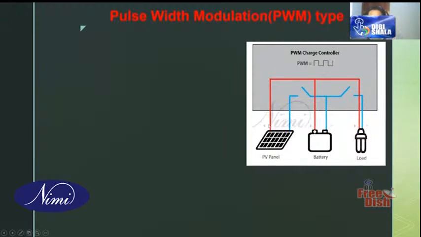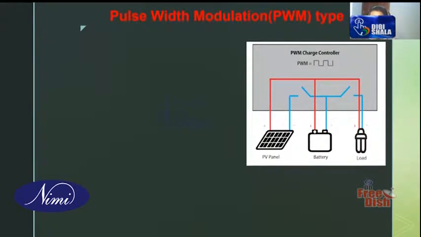The supply to the load is going like this through the switch from the module. When the battery is fully charged, this switch will be open. No more battery charging will be there. Now your load will be getting supply from this battery, through the switch. So this is what is happening in the pulse width modulation charge controller.